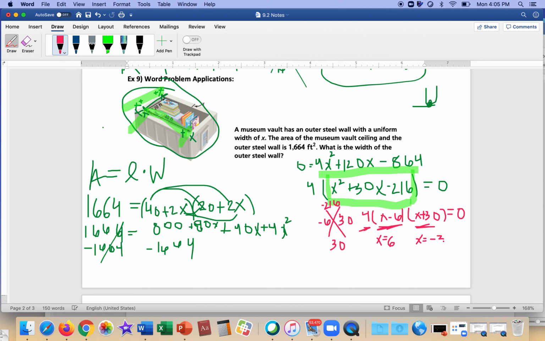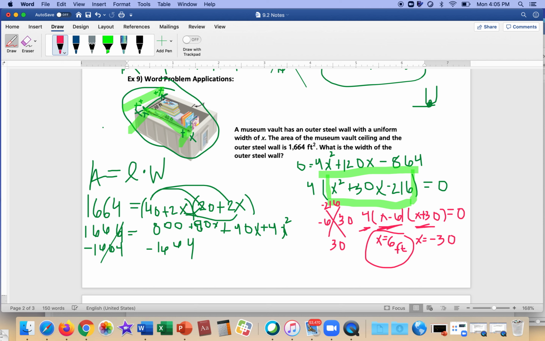Now this is a real world problem. If it had nothing to do with real world or words behind it, 6 and negative 30 would be our answers. But because there's units and it's words, distance, we need to make sense of it. You can't have a negative amount of feet, right? So our answer has to be 6. And we're just going to throw in the units, feet.